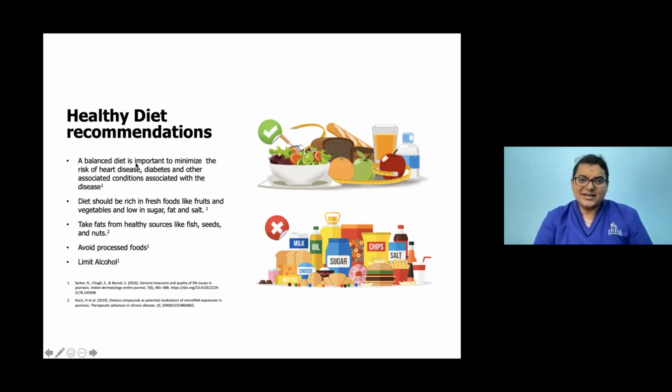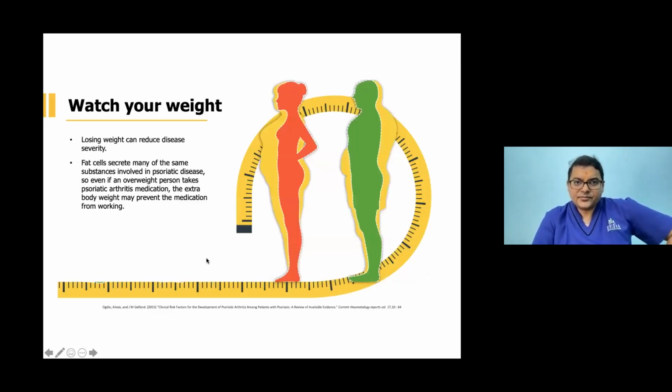A balanced diet is very important. You have to reduce your risk of heart disease and diabetes. These days, 1 in 3 Indians is diabetic, or 1 in 2, you can say. So diet is very key, and you must follow this. Watch your weight, very, very important. Losing weight can reduce your disease severity. Fat cells secrete some of the substances involved, cytokines, in psoriatic arthritis, ankylosing spondylitis, or even your mechanical back pain. So weight reduction is something you must follow.